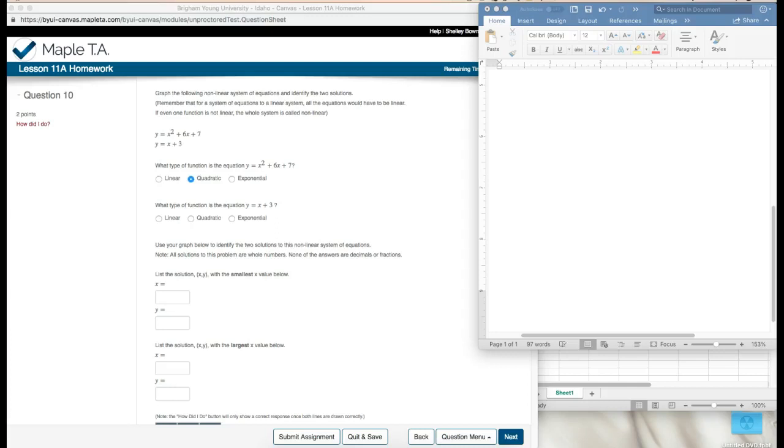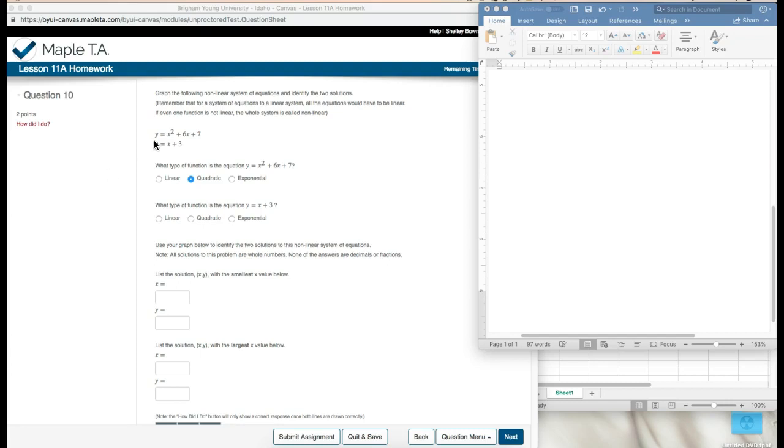Lesson 11A, question number 10. Graph the following nonlinear system of equations and identify the two solutions. And remember that in a linear system, all the equations would be linear. If even one function isn't linear, then the whole system is considered not linear.